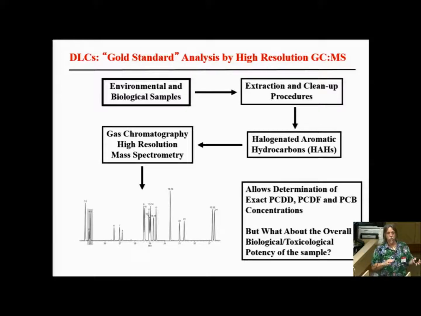The gold standard for measurement of these compounds is high-resolution GCMS. Samples come in, they undergo a cleanup to get rid of the unwanted compounds, focus on these. They go into instrumental analysis and allow you to calculate the exact concentration based on standards of the specific compounds that need to be regulated. And so you can get an exact measurement. However, it's an instrumental analysis measure that tells you how much is there. It doesn't tell you the biological response.